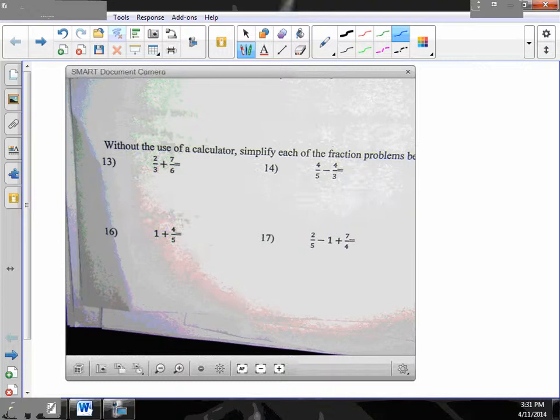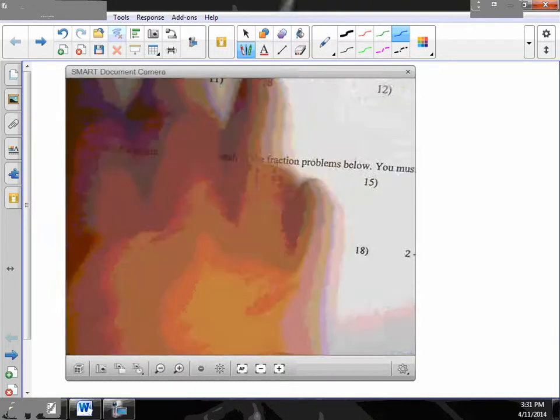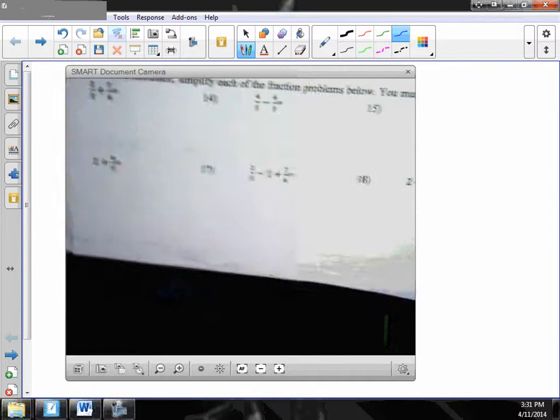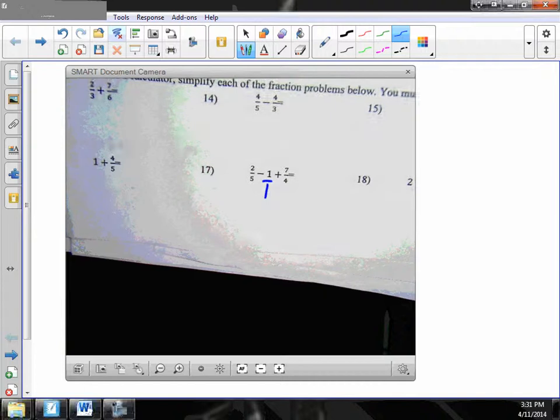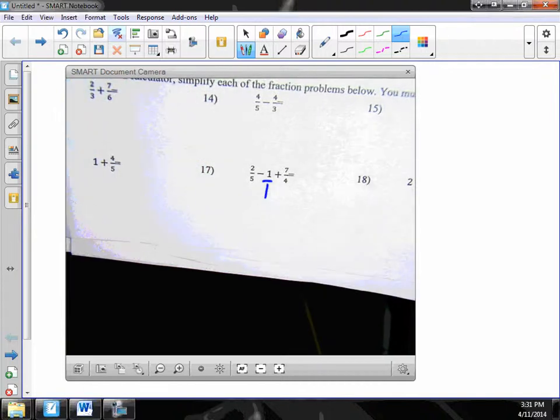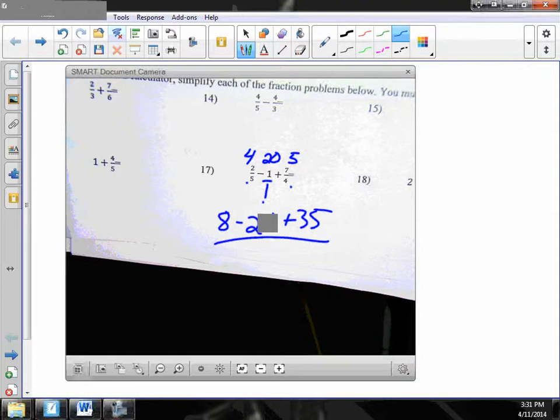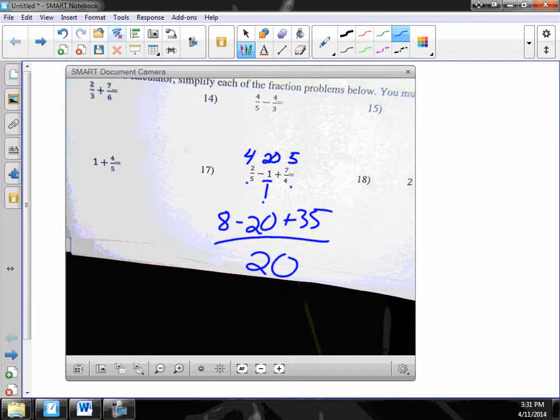Let me do one more example. Let's do number 17. So I have a 5, a 1, and a 4. My common denominator will be 20. This one needs a 4, this one needs a 20, and this one needs a 5. So 8 minus 20 plus 35 all over 20. 8 and 35 make 43. 43 minus 20 is 23/20ths.